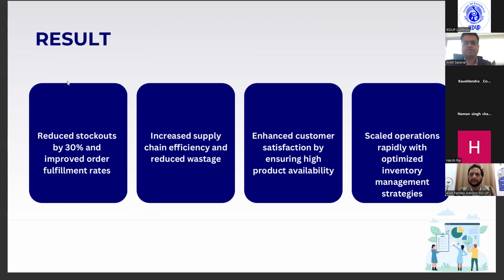And this will ensure high customer satisfaction because of the kind of products which are available with you. And finally, you can scale these operations rapidly if you are able to successfully conduct the pilot for a certain segment and a certain geography.